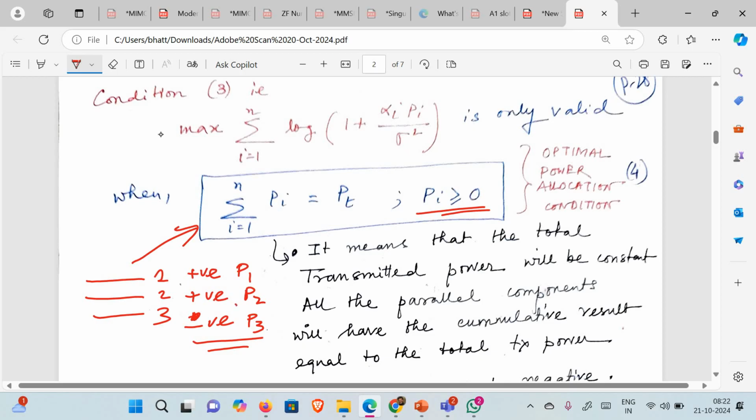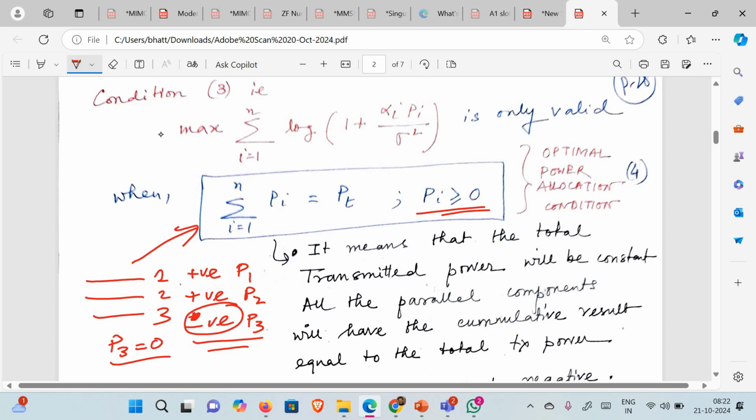So what you have to do is, this negative should be removed, and the minimum thing that you can do is that you can put P3 equals to 0. That's all you can do. That means that out of the 3 branches, the third branch will not be given any power at all.